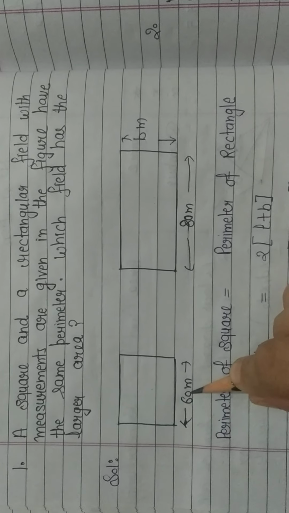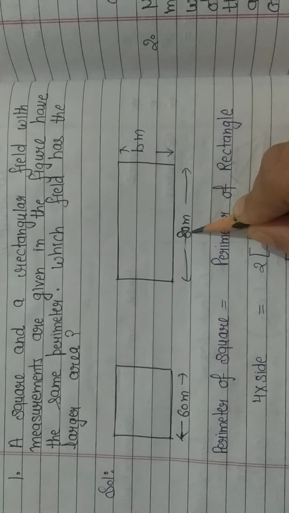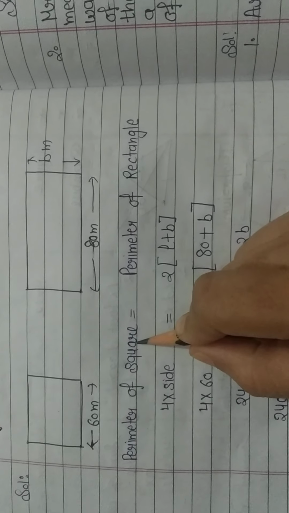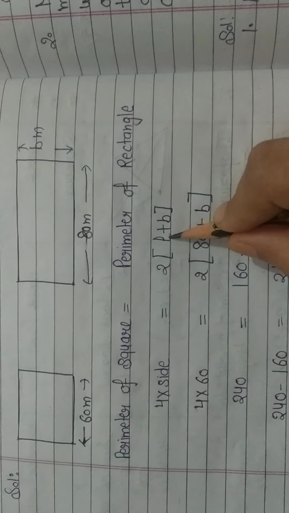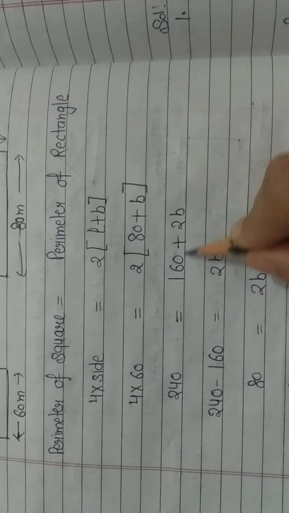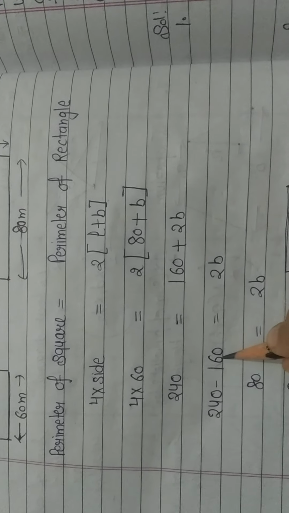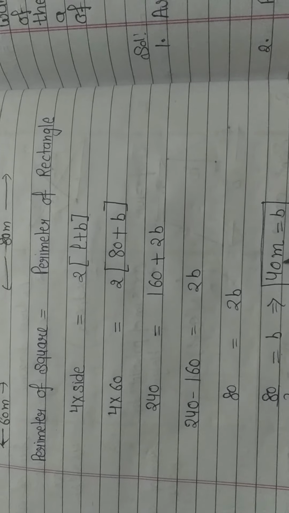This is the square and this is the rectangle. Its sides are given 60 meter each and the length of the rectangle is given 80 meter, breadth is not given. Now according to the given condition, the perimeter of the square is equal to the perimeter of the rectangle. Now 4 into side is equal to 2 into (L plus B). Now put the values. 4 into 60 is equal to 2 into (80 plus B). Now it is 240 is equal to 160 plus 2B. 240 minus 160 is equal to 2B, so the value of B after solving it is coming 40 meter.